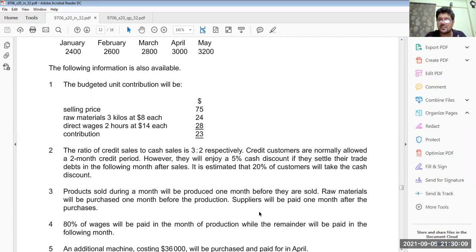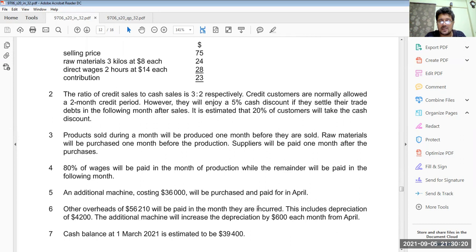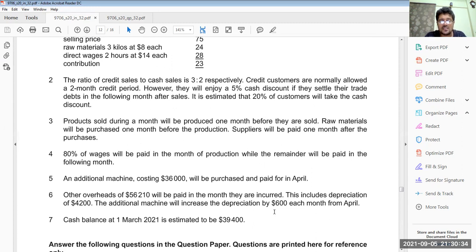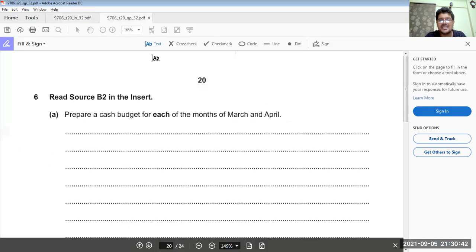These two are very important considerations: the cash collection and the payment to the creditor. 80% of the wages will be paid in the month of production, while the remainder will be paid in the following month. An additional machine costing 37 will be purchased and paid for in April. Overhead of 56,200 will be paid in the month incurred. These include depreciation of 4,200. The additional machine will increase the depreciation by 600 each month from April. Cash balance on 1st March 2021 is estimated to be $39,400. Prepare a cash budget for March and April. That's a wonderful question. Preparing a budget is a little confusing, but it's a very interesting question.